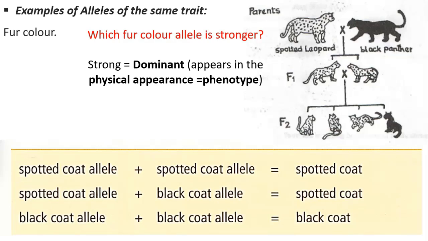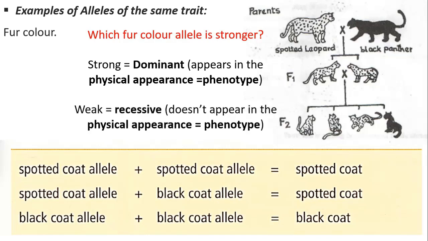So this means that the spotted fur allele is dominant or stronger than the black fur allele. That's why it's totally hidden and you cannot see it in the outside or in the phenotype. So recessive genes might be in the genotype, but you will only see the dominant ones. And the recessive ones or the weak ones don't appear in the phenotype.